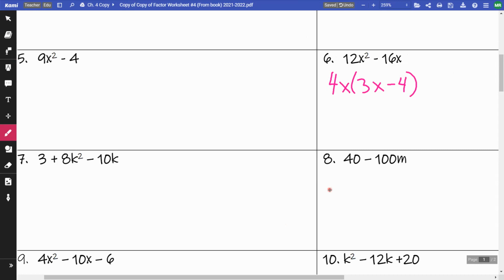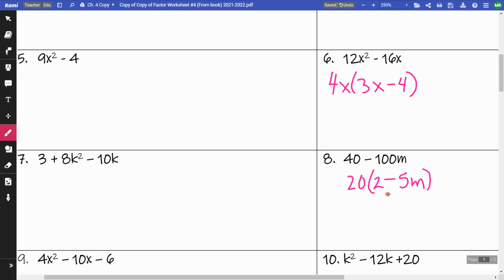On 8, again, I look and I see, oh, I can take something from both of them. I can take a 10 from both of them. I can actually take a 20 from both of them. So I'm going to take a 20 from both of them. I'm going to be left with a 2 minus 5m. And this 2 minus 5m, I cannot factor further.